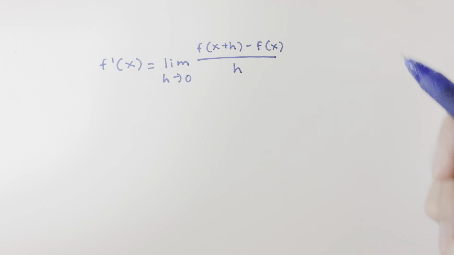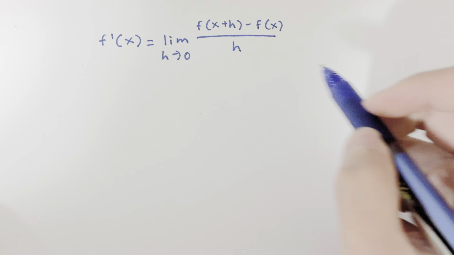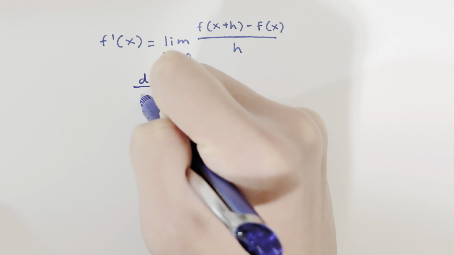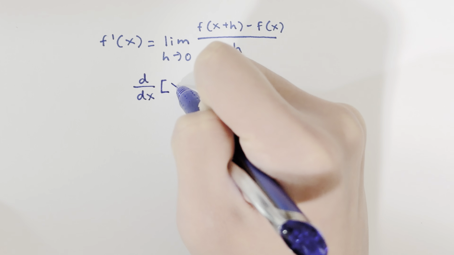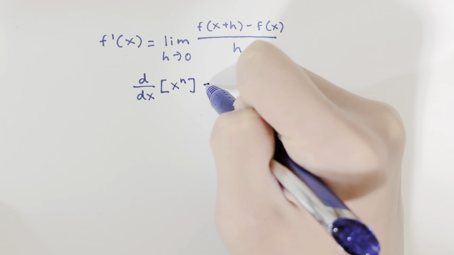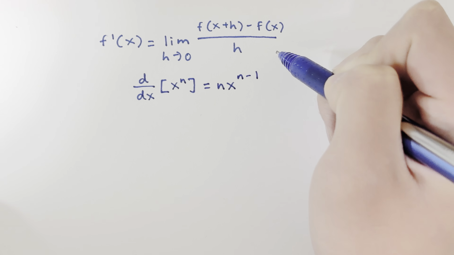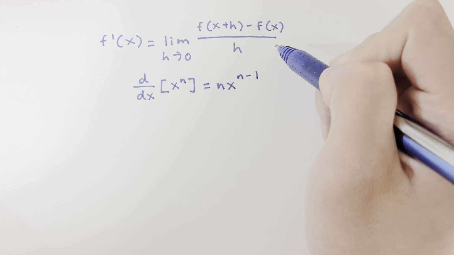Next is the most important rule for AP Calc AB, also known as the power rule. Basically, the derivative of, so d over dx of x to the power of n, is equal to n times x to the power of n minus 1. This works for any real n, so fractions, negatives, decimals.